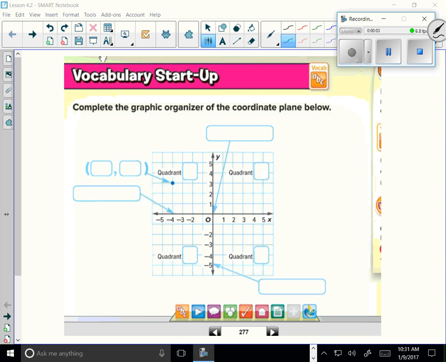Hello and welcome to section 4.2. That's chapter 4, section 2, and it starts on page 277. So we're going to do the top part of this page and talk about the vocabulary startup because these are important things for you to know.